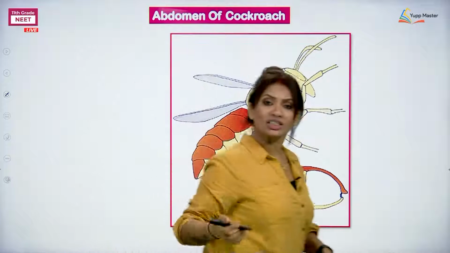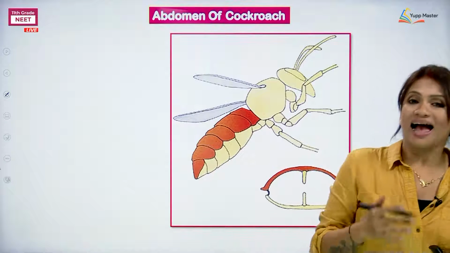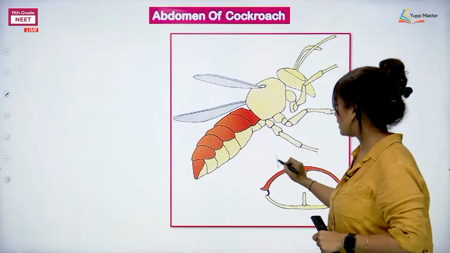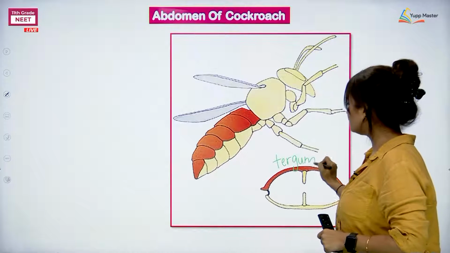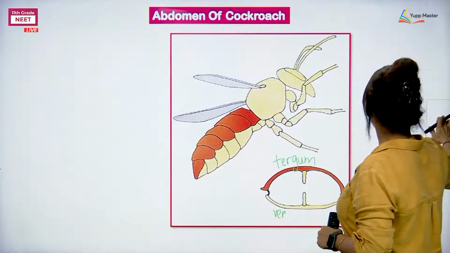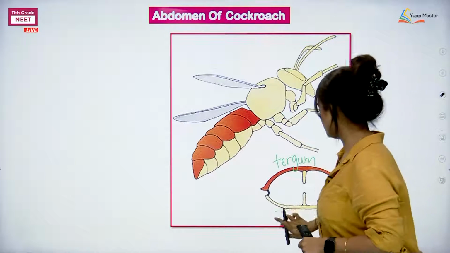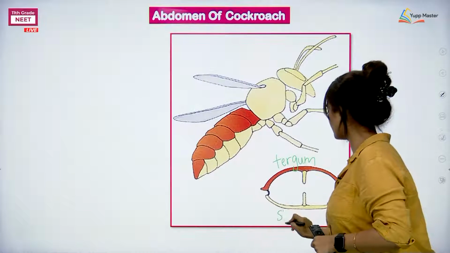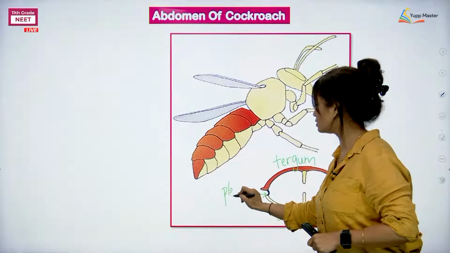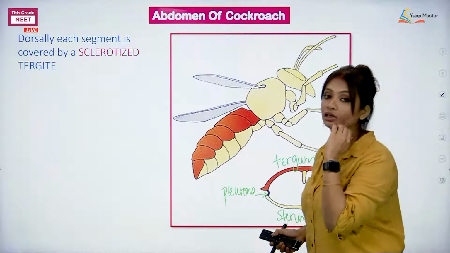Now, just like every other part of the body of the cockroach, even the abdomen is made up of an exoskeleton, and that exoskeleton is made up of chitin. Here also, the exoskeleton on the dorsal part is called the dorsal tergum. The ventral part is called the ventral sternum. And the lateral sides are called the lateral pleura.